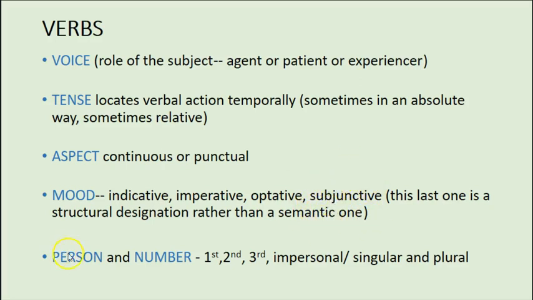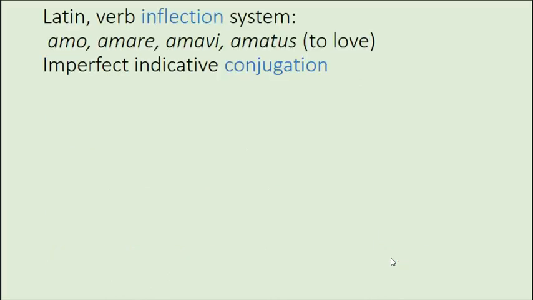Person and number, these are the easiest thing to understand. You know, I, you, they, singular, plural, and also, of course, dual. So these are the different features that a verb can be inflected for. And Latin has a complicated inflection system that is much closer to Indo-European than modern English. So let's look at their verb for love. I love, to love, I loved, amatus. These are the four principal parts of the Latin verb.